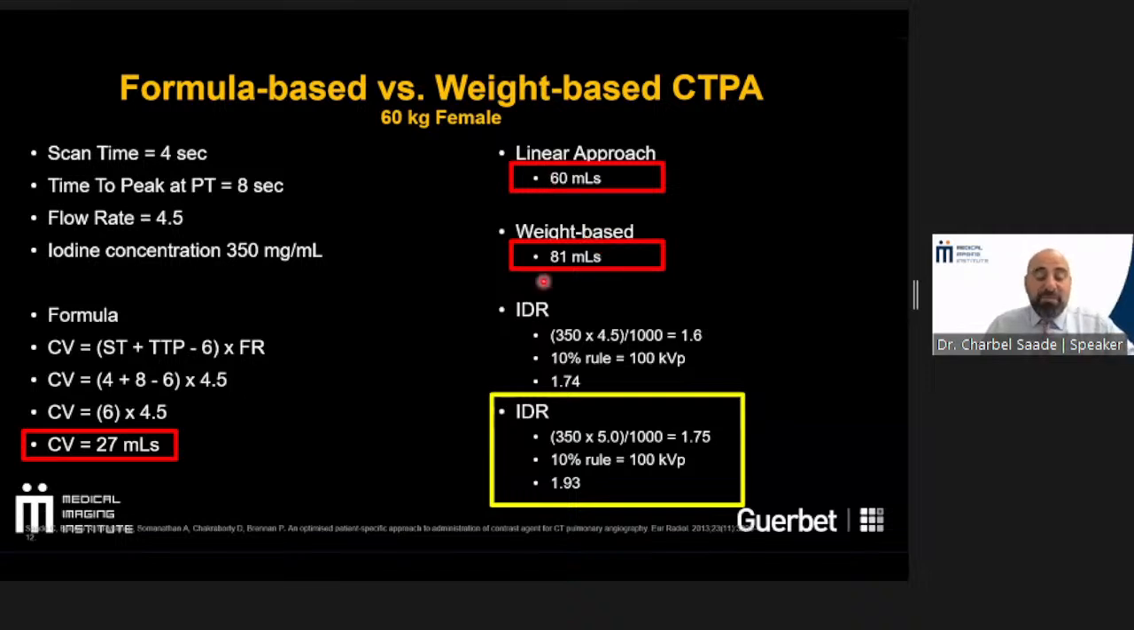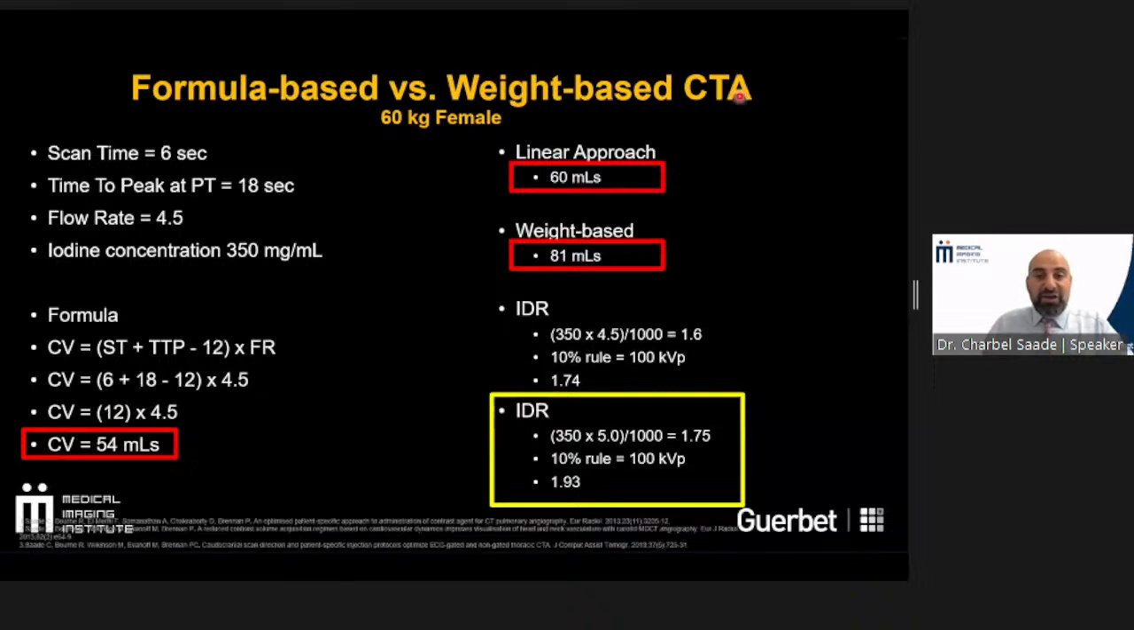If you have a weight-based protocol, you start to characterize people into, say, 60 to 80 kilos, we'll give them 80 mils. Then that's the protocol. That's the volume. So there is a wide variation. So this is the preset volume that you use, and this is the formula based, and this is good to be used for CTPA. If we go to thoracic CTA or cardiac CTA, and say our scan time has gone to 6 seconds, that time to peak is 18 with a flow rate of 4.5, the same concentration.